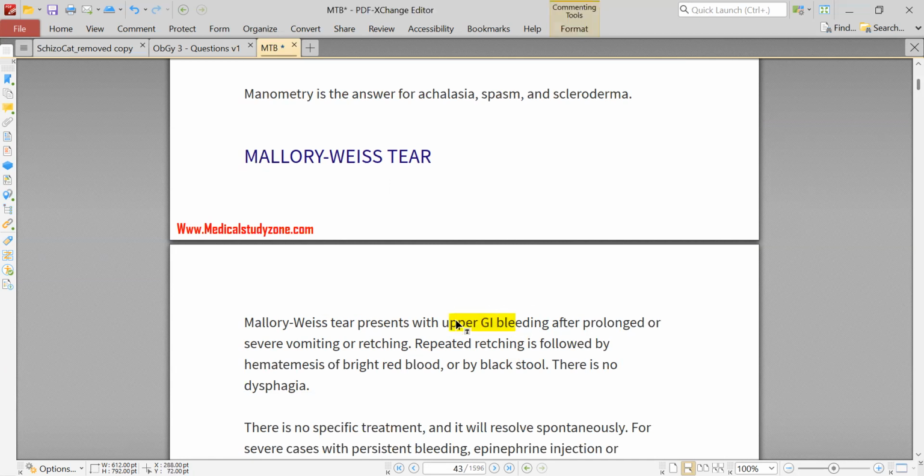So in upper GI bleeding, what is the most characteristic thing? BUN and creatinine are going to be elevated. Melena will be there, anemia will be there. So why is this Mallory-Weiss occurring? Whenever the patient is having very severe repeated vomiting and retching, repeated retching is followed by hematemesis. That is a lot of bright red blood coming, or a black stool, that is melena.